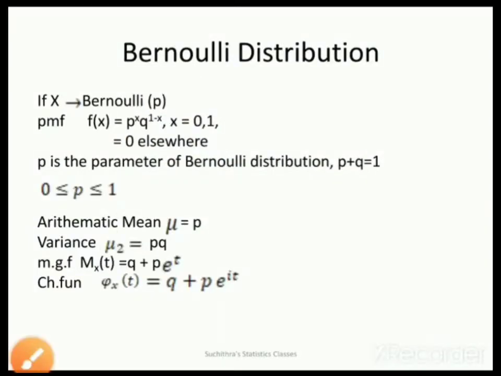So at a quick glance, if x follows Bernoulli(p), the probability mass function f of x equal to p raised to x q raised to 1 minus x for x equal to 0, 1. p is the parameter of the Bernoulli distribution. q plus p equal to 1. 0 less than or equal to p less than or equal to 1. Arithmetic mean mu equal to p. Variance mu 2 equal to pq. Moment generating function M x of t equal to q plus p e raised to t. Characteristic function phi x of t equal to q plus p e raised to it.